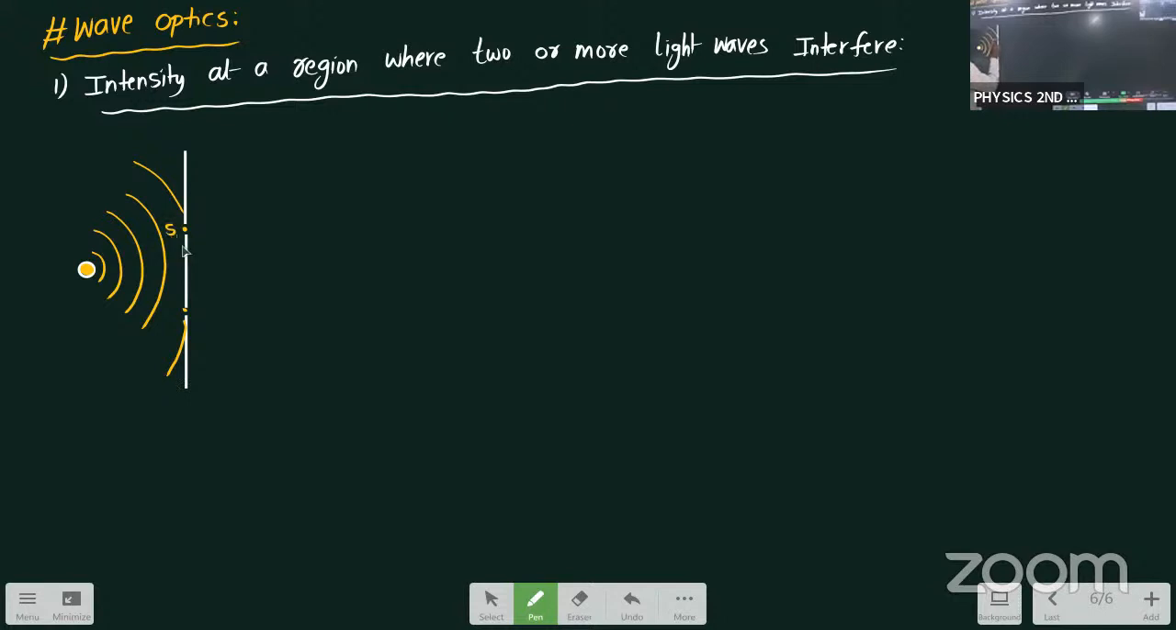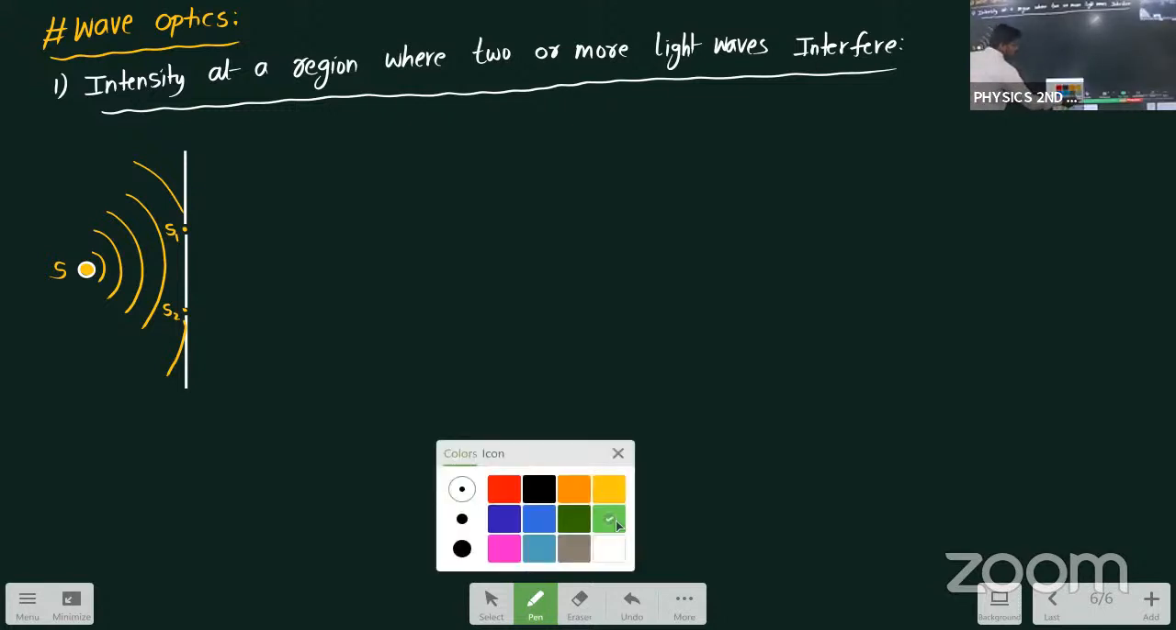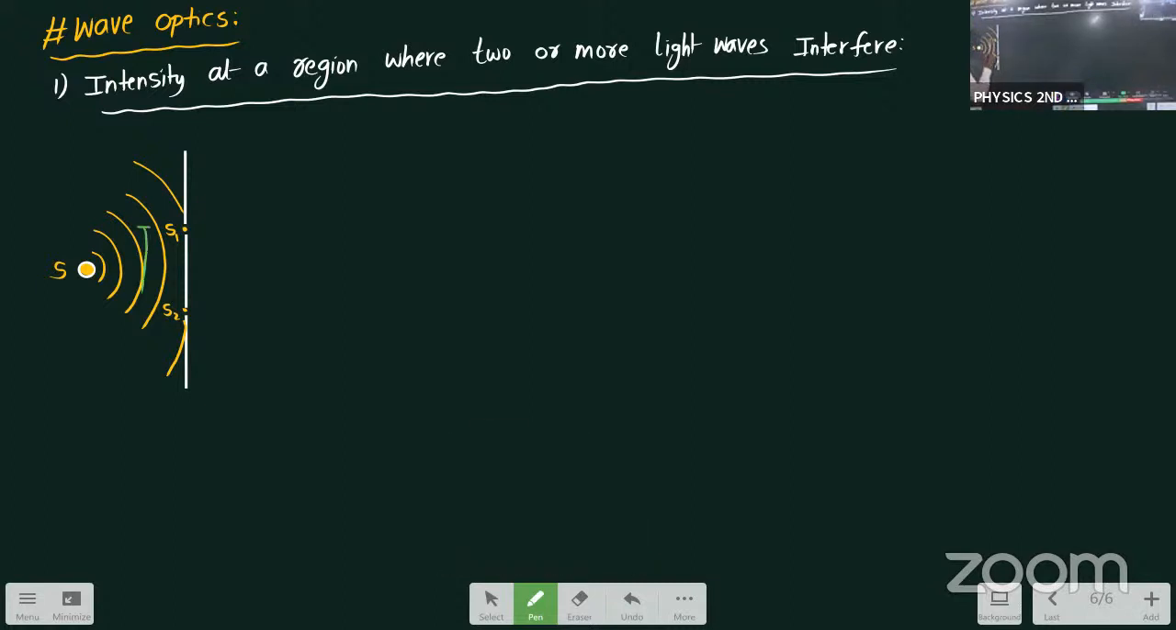Now these two small openings will behave like sources. This will behave like a source S1. The original source is S. Now these two points will behave like sources S1 and S2, and the distance between the two slits, I am taking as small d. The distance between the two slits is how much? Small d. This is a monochromatic source. Which type of source? Point source. We know that from a point source, spherical waves will be generated.